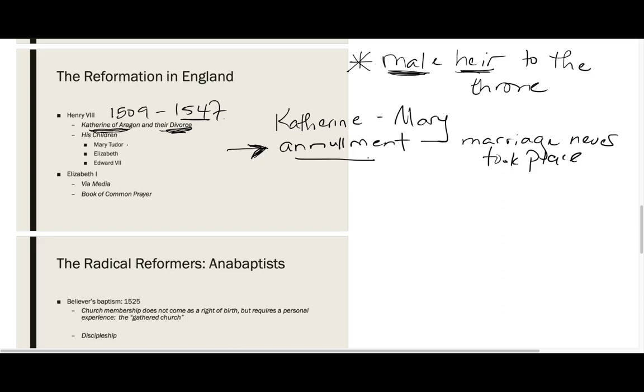For a relatively powerful ruler, an annulment wouldn't have been that hard to get. So he sends his emissaries off to the Pope in Rome. He's got one problem. Catherine of Aragon is, by the way, a Spanish princess, from a much more important royal family than the English at this point. Her nephew is Charles V, the Holy Roman Emperor.